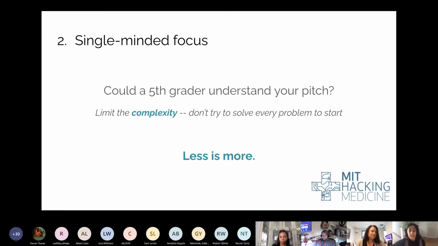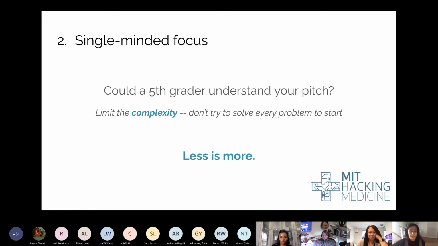Make sure that you're not trying to solve every single problem or sub-problem within the larger umbrella of problems that you might have identified. Could you pitch this idea and problem to a 5th grader, and would they understand why exactly this problem needs to be solved, as well as what your solution is? You want to be able to make it as simple as possible. And as I mentioned before, try and sum everything up within a single sentence.